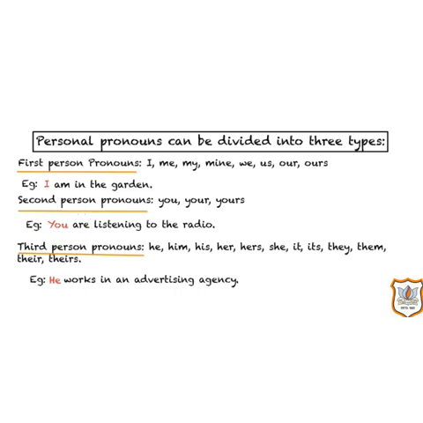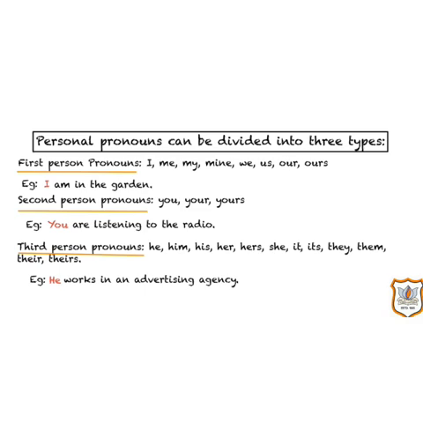The next is third person pronouns: he, him, his, she, her, hers, it, its, they, them, their, theirs. Now what is a third person pronoun? Third person pronouns are used when you're talking about somebody else. Okay, first person is talking about yourself, second person is talking to someone, and third person is talking about someone. For example, he works in an advertising agency. You are talking about someone. So, these are the types of personal pronouns.